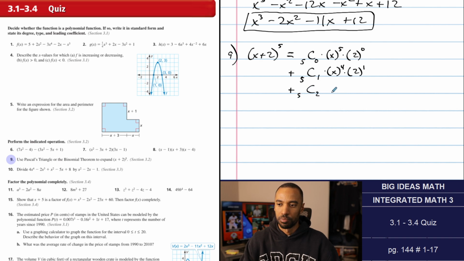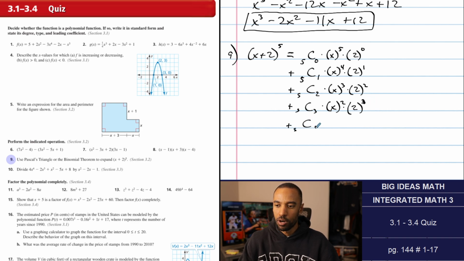Plus 5 choose 2 times x to the third power and 2 to the second power, plus 5 choose 3 times x to the second power times 2 to the third power. Plus 5 choose 4, almost done. No, this isn't the final answer, but times x to the first power times 2 to the fourth power, plus 5 choose 5 times x to the 0 power times 2 to the fifth power.